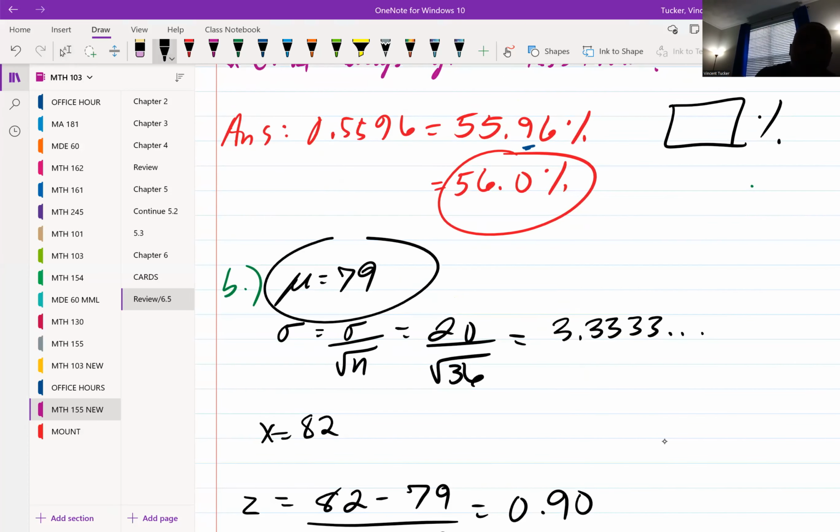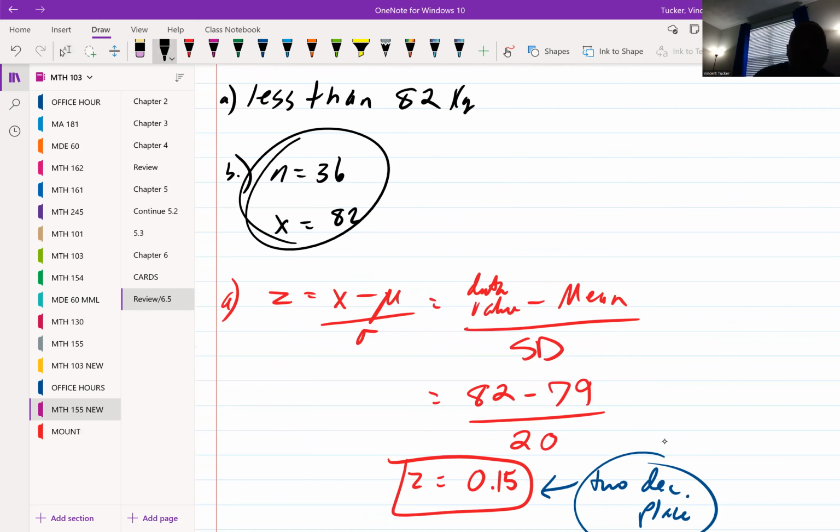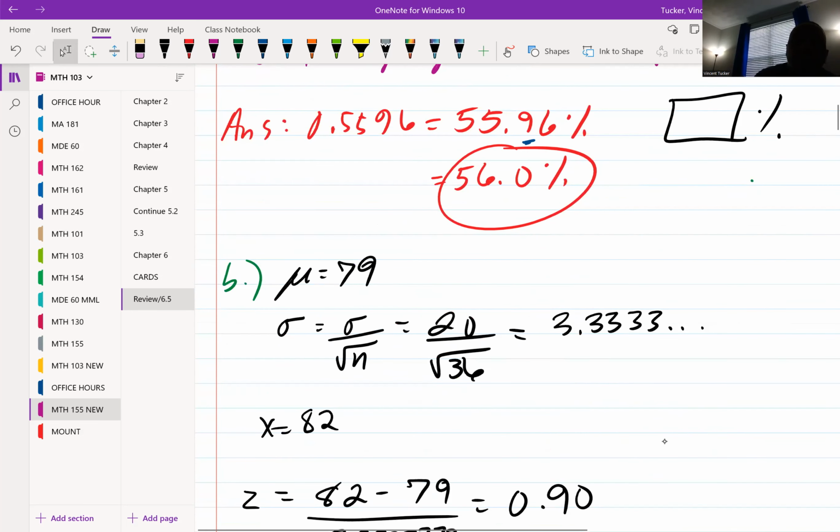So here we go with that. The mean is going to stay 79. The standard deviation, though, now has to change. Our new standard deviation is going to be the old standard deviation divided by the square root of our sample size. Our sample size is 36. So that's how we get this value right here.